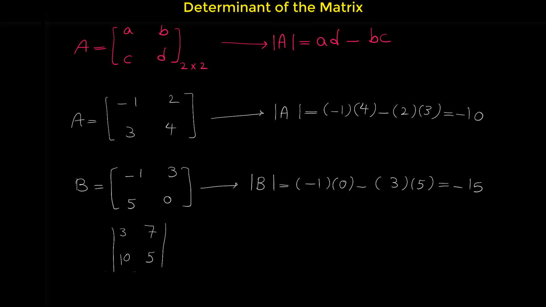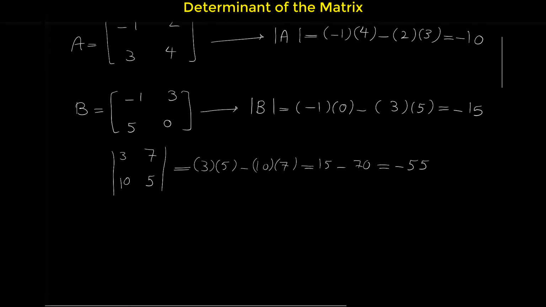And determinant equals 3 times 5 minus 7 times 10. 3 times 5 is 15, 7 times 10 is 70, 15 minus 70 is negative 55. Now that we are a bit familiar with the determinant of a 2 by 2 matrix, let's see how we can find determinant of a 3 by 3 matrix.